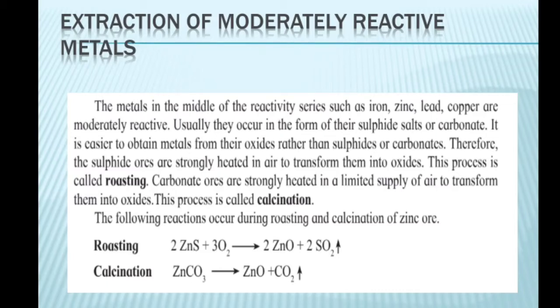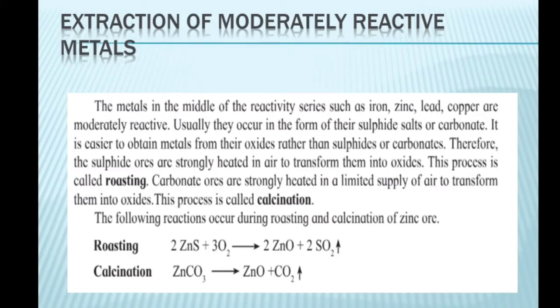This process is called roasting. Carbonate ores are strongly heated in a limited supply of air to transform them into oxides. This process is called calcination. The following reactions occur during roasting and calcination of zinc, that is ZnS plus O2 giving you ZnO plus sulfur dioxide.